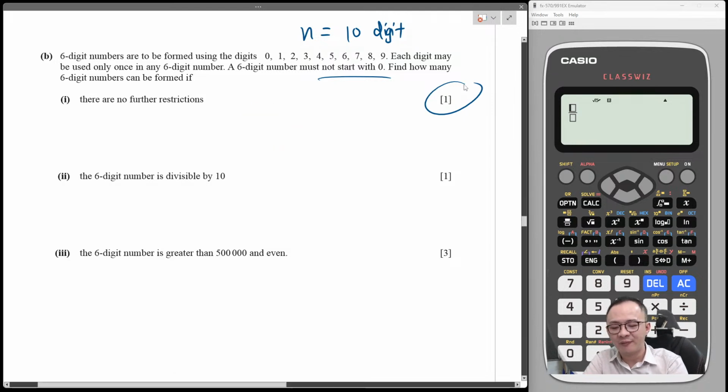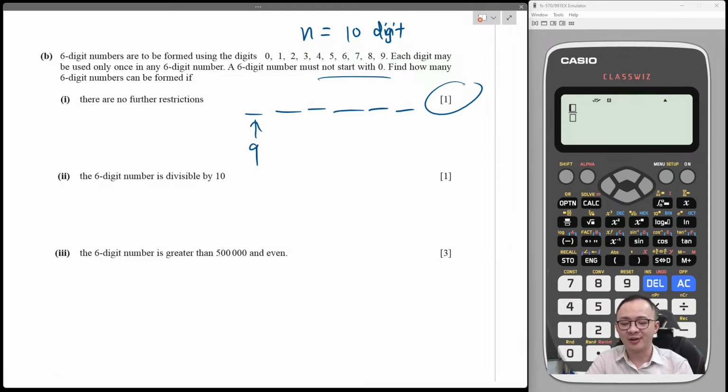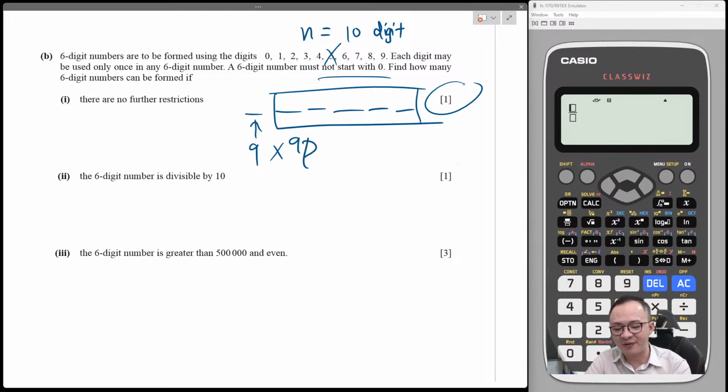So therefore, for this 6 digit number, for the first digit I only have 9 choices, which is 1 to 9. So it's 9. Then for the 5 digits afterward, after I use 1 digit already, I still have 9 digits left, isn't it? So it will be 9P5. So this one is 9 multiply 9P5, so it's 136080.